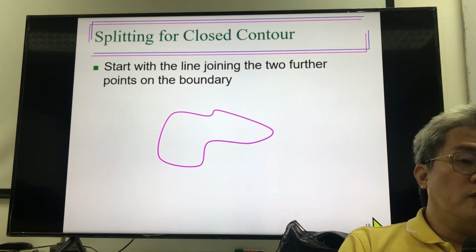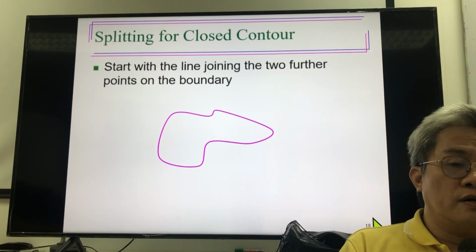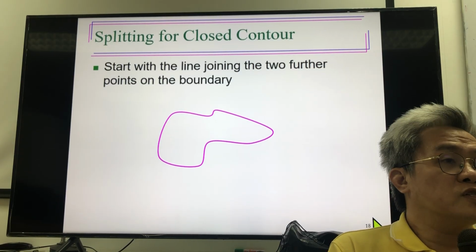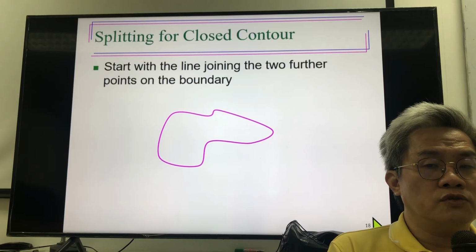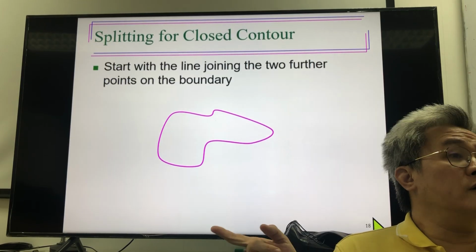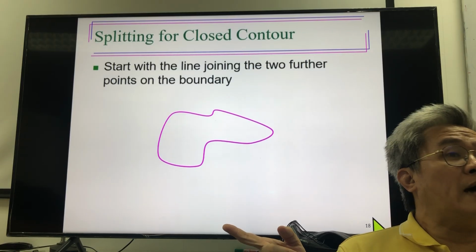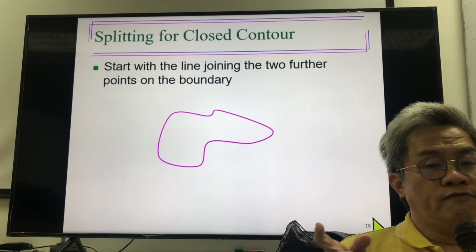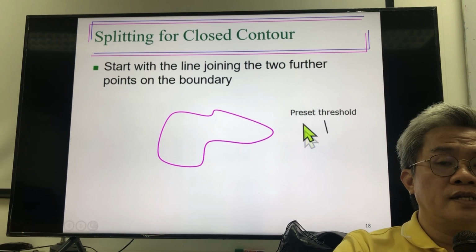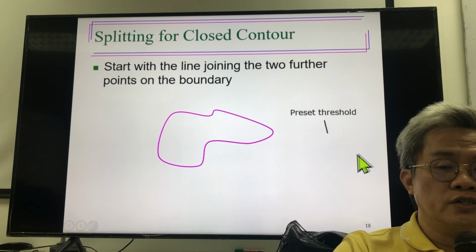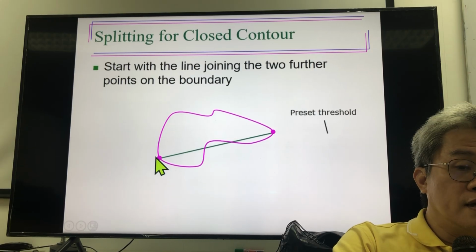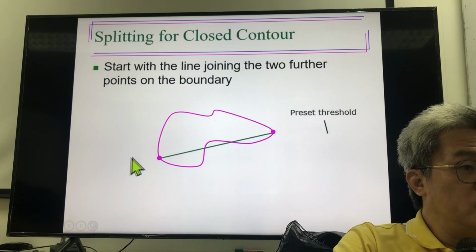Alright, for example, suppose you got a closed contour. The question is where to start. Usually the starting points are the 2 furthest points on the boundary. And suppose we set a preset threshold. So we start with these longest points away from each other.